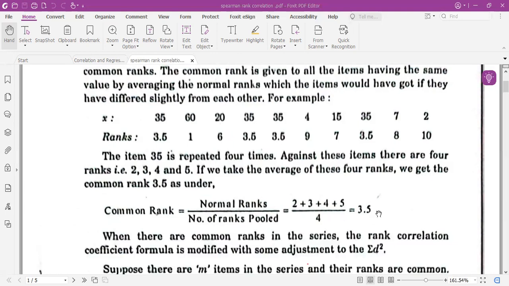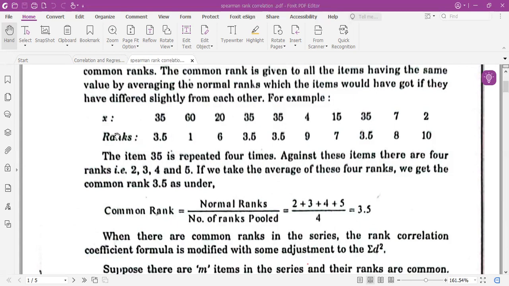These ranks should be averaged. Since 35 is repeated 4 times, you have to take the average of these ranks. So in common ranks, ranks are repeated. You have to take the normal ranks divided by the number of ranks pooled together. Here 4 ranks are put together. So therefore the average rank will be 3.5. That means 35 will be 3.5. This 35 will be 3.5, 3.5, 3.5. So like that it will be there.